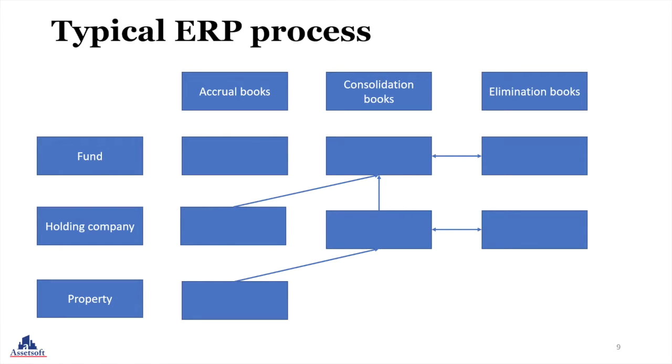A typical ERP process would make use of different sets of books and levels to consolidate the financial statements from one level to the above. In this example, the accrual books of the property would get rolled up to consolidation books of the holding company, and the eliminations for capital and investments and other intergroup transactions would be posted in elimination books. The same process would be followed for the next level of consolidation, wherein the accrual and consolidated books of the holding company would get rolled up to consolidation books of fund, and the eliminations for capital and investments and other intergroup transactions would be posted in elimination books.